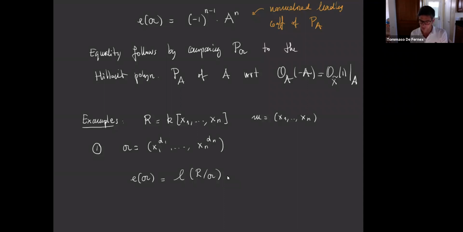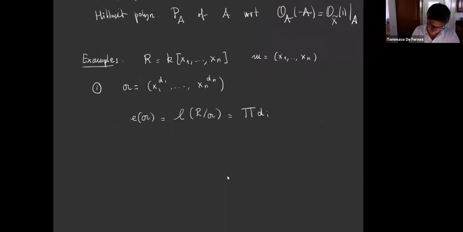As a K vector space, R is generated by all the monomials in the Xi's. And now I'm going to set to 0 the x1^d1 all the way to xn^dn. So this is going to kill most of the monomials. You're just going to have a kind of box of monomials, and if you just count them, you see that this is just the product of the di. In fact, this is a special case of the next formula that we're going to use later.